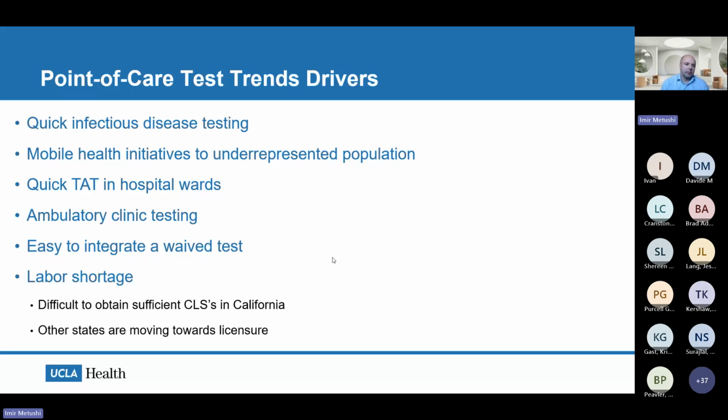There is more and more people that are being seen at the ambulatory clinics. And like I said, it's easy to integrate, and with the labor shortage, it doesn't make it easy to obtain more and more certified laboratory scientists from California. So who can perform the testing also weighs into those decisions.